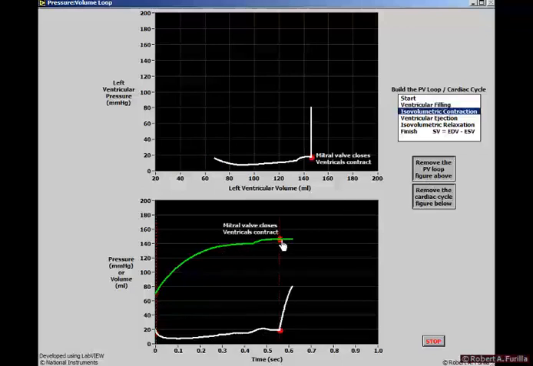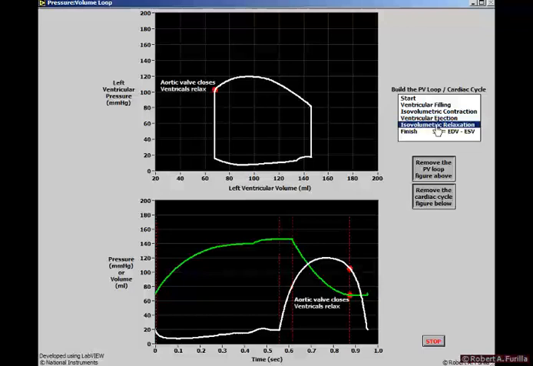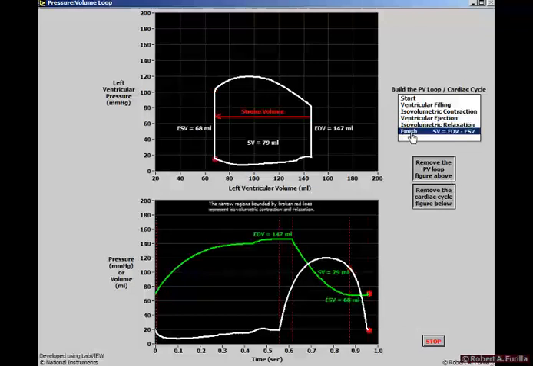During isovolumetric contraction, no change in volume, pressure's rising. The mitral valve has just closed. At this phase, the aortic valve is opened. We see a reduction in ventricular volume, increase in ventricular pressure to its peak, pressure begins to fall. Finally, isovolumetric relaxation. Pressure is falling and there's no change in volume. And once again, we can see now the stroke volume, the difference between end diastolic volume and end systolic volume.